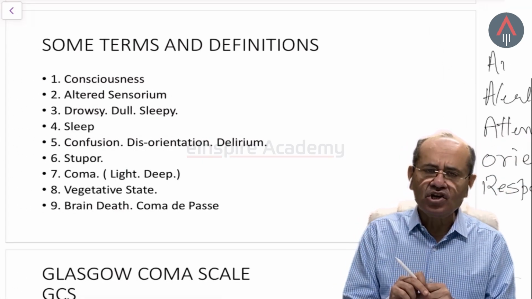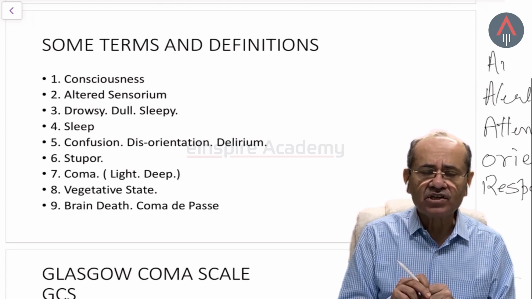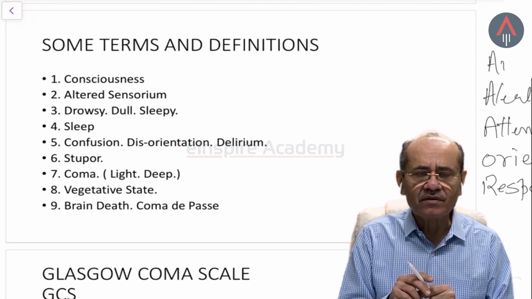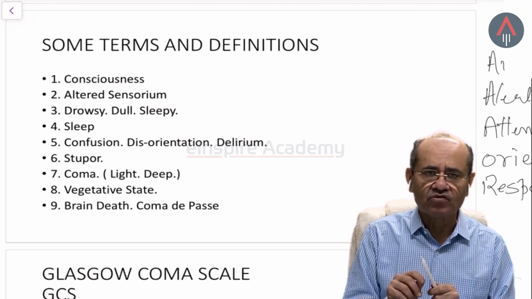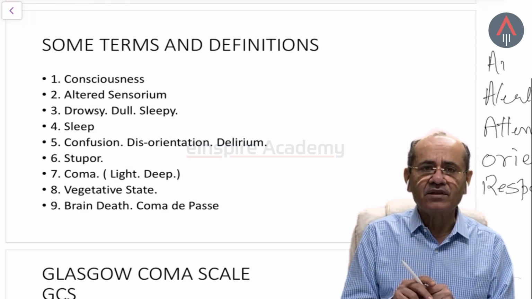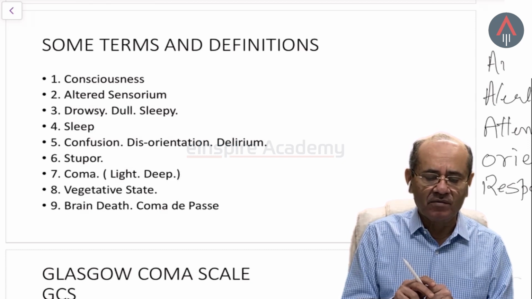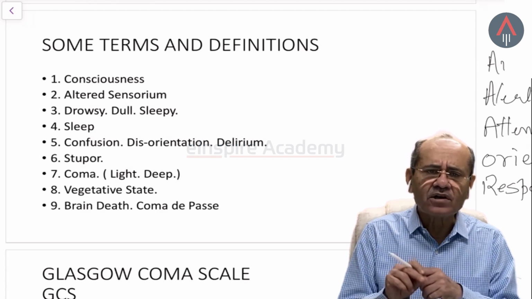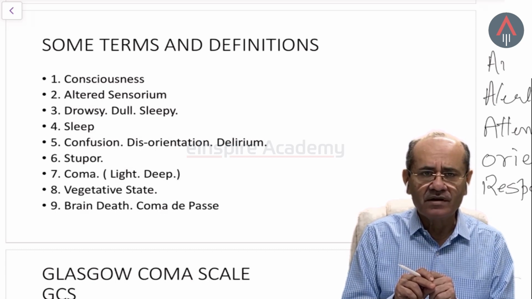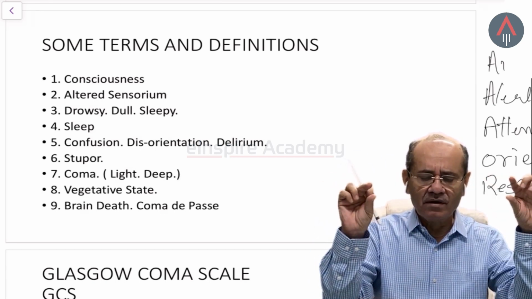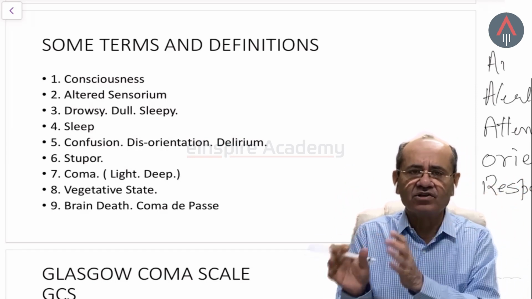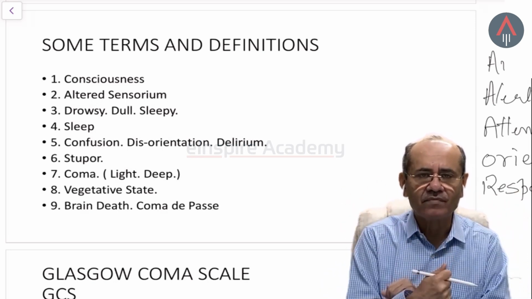In neurological examination, patients with abnormal consciousness are very commonly seen, and it is very important for medical students, residents and practicing doctors to properly examine the level of consciousness in a given person. A broad and relatively vague term is often used, called altered sensorium. It is not a very well defined term, and it includes anything abnormal. Anything other than normal consciousness can be called altered sensorium.